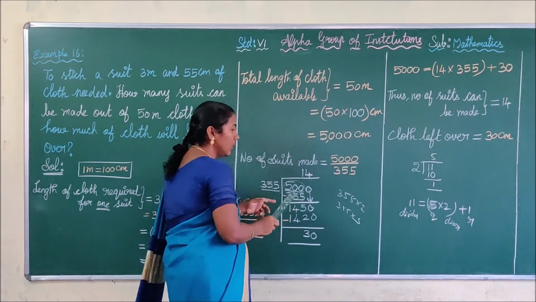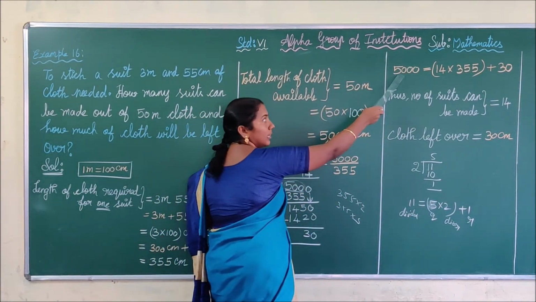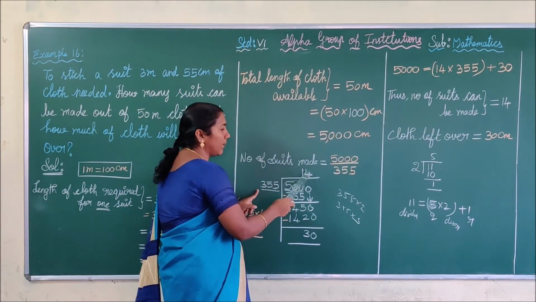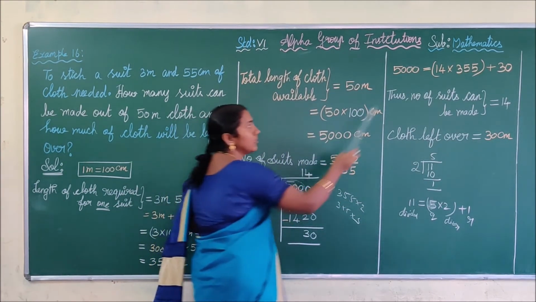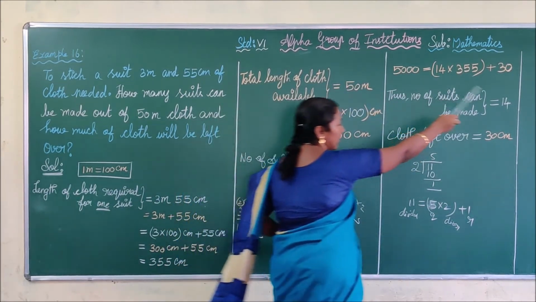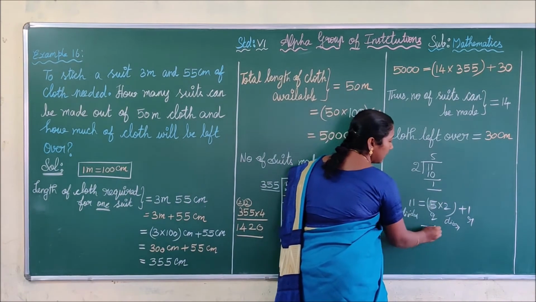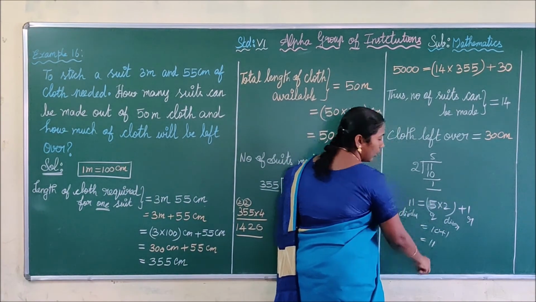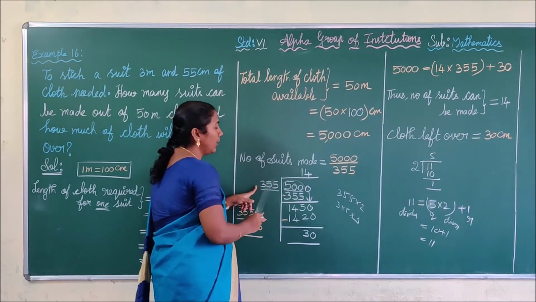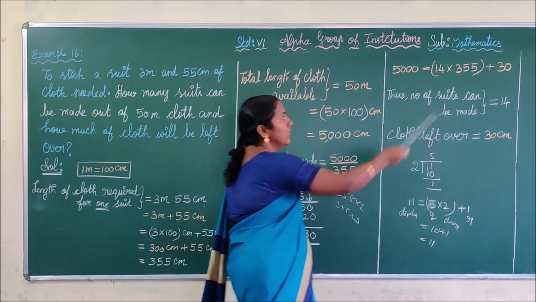Similarly, see here, this 5000 can be written as, here we multiply 5 into 2, so here we are also multiplying 14 with 355. We understand, children? 14 with 355. And you have to add the remainder 30. If you multiply 5 with 2, you get 10, and plus 1 you get 11. Okay, it's clear? Similarly, we are writing 5000 as 14 into 355 plus 30.